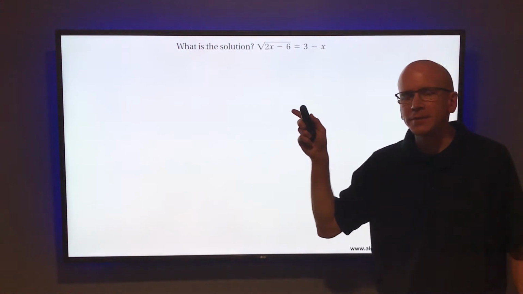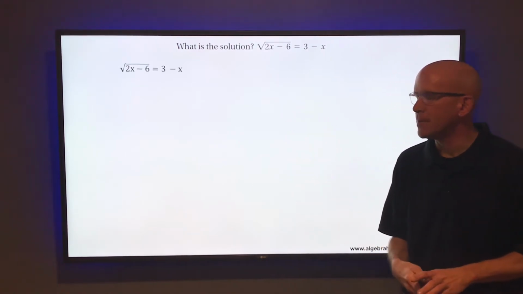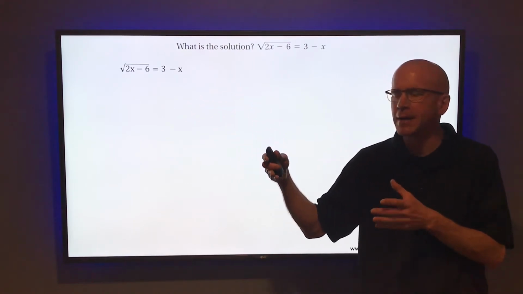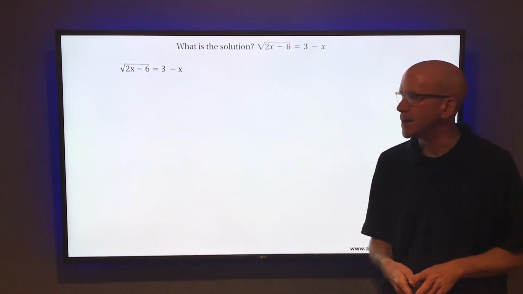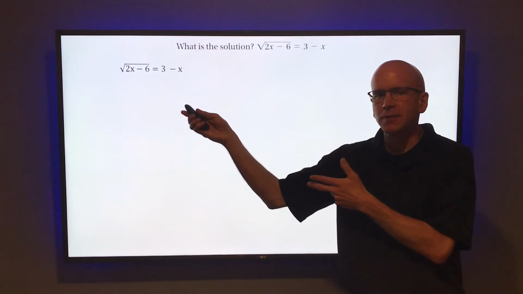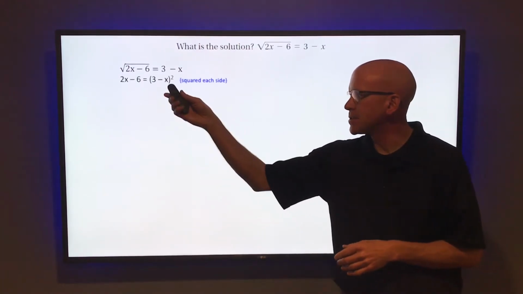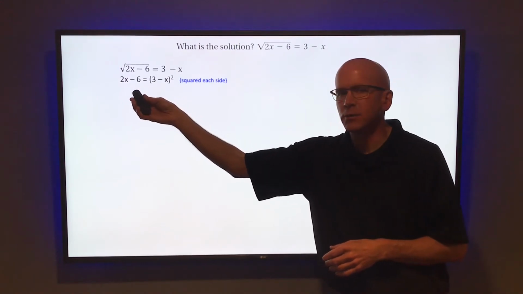What is the solution of the square root of 2x minus 6 equals 3 minus x? We have the radical sign isolated to one side, everything else is to the other side. Now we just need to get rid of that radical sign. So to get rid of that radical sign, it's a square root. So the opposite of square root is squaring both sides. So if you square the square root of 2x minus 6, that is 2x minus 6.